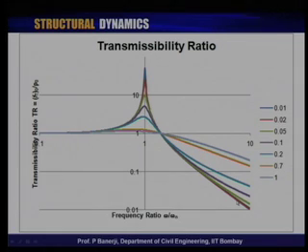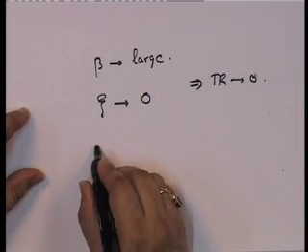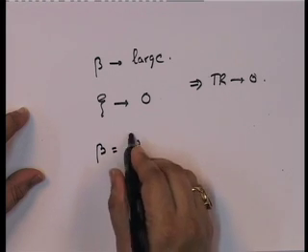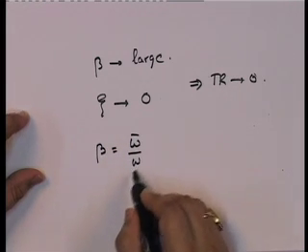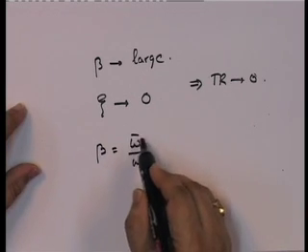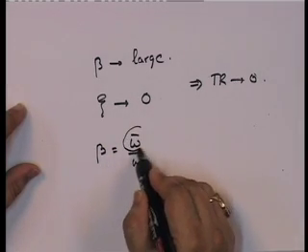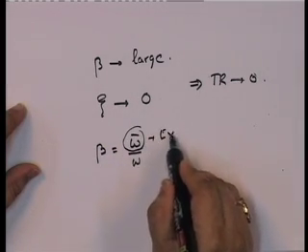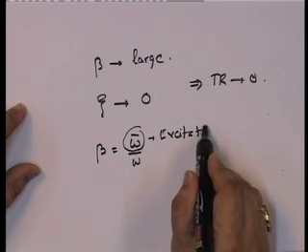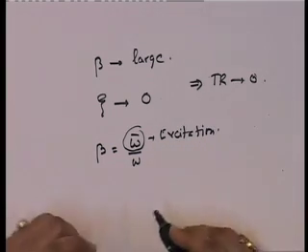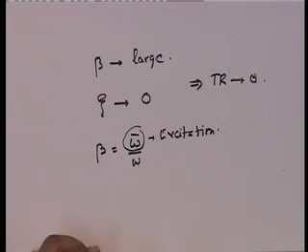Okay. So, what does beta large mean? What is beta? Let us define it. Omega bar upon omega is beta. Now, you see, this excitation frequency we can't do anything about, because that is the frequency that is coming from the machinery. I can't change the frequency of the machinery, because that is the operating frequency of the machinery. So, omega bar is fixed.